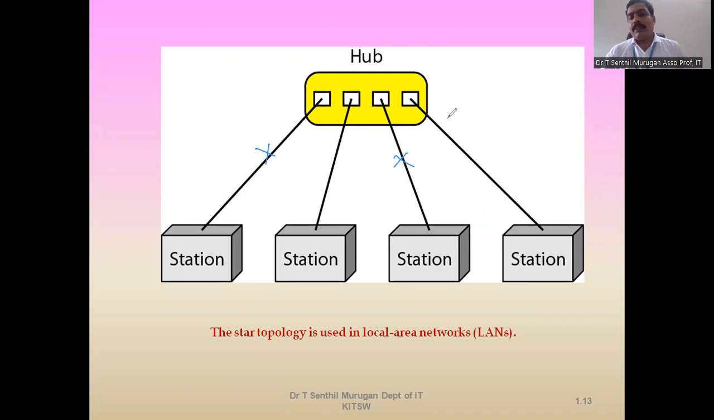But what is the disadvantage? The disadvantage is that if the central controller fails, the entire network fails. The central controller may be a hub, or we can use a switch.